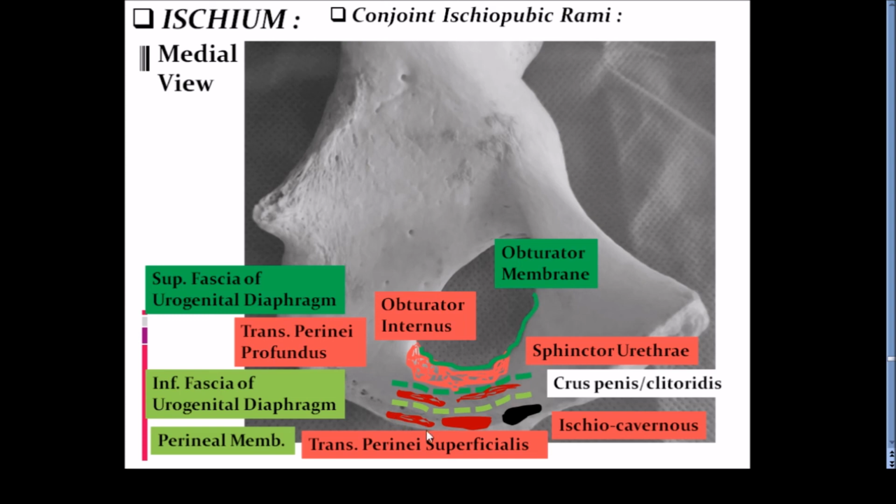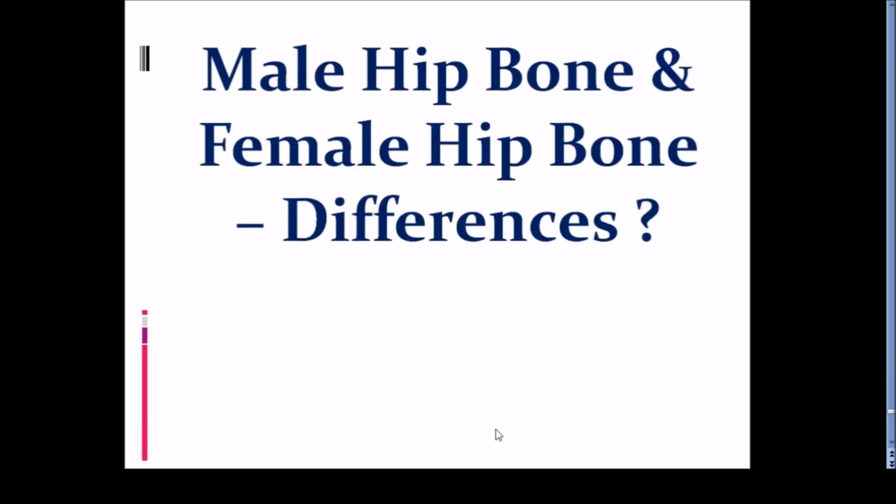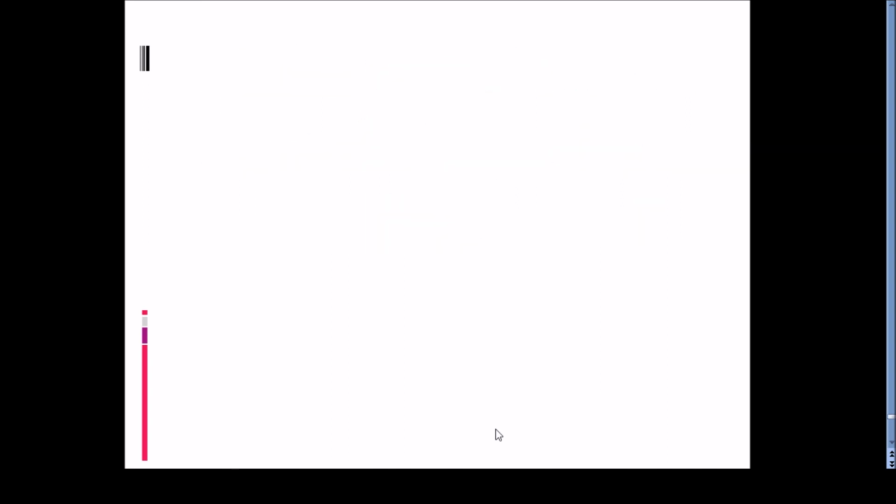And the lower border, lower margin of this inner surface, provides attachment to the fascia lata and the Colles fascia of perineum. So these are the most important attachments on the inner surface, including upper margin and the lower margin of ischiopubic rami. So this is all about the hip bone regarding abdomen and pelvic region. So the important question from this hip bone is differences between the male hip bone and the female hip bone. Thank you.